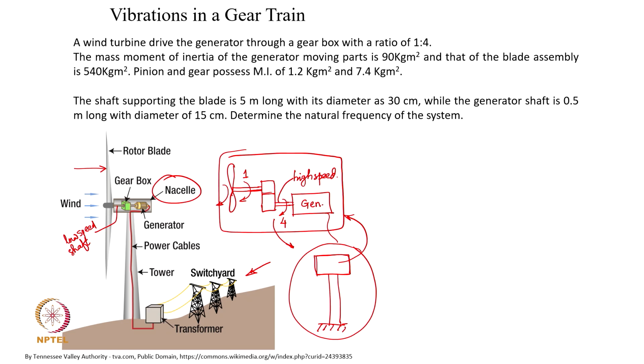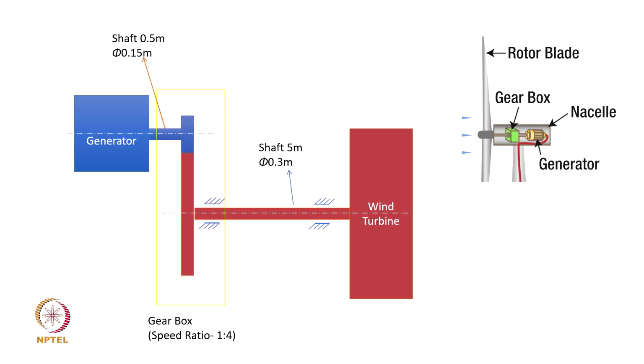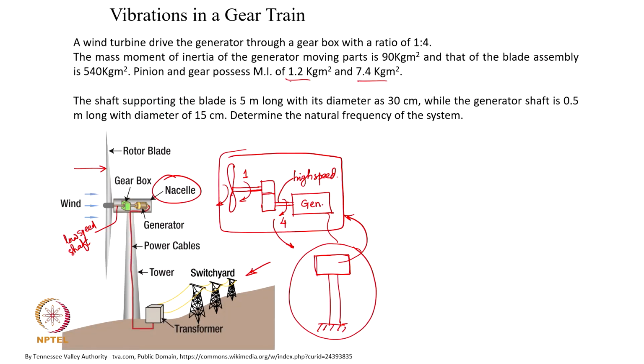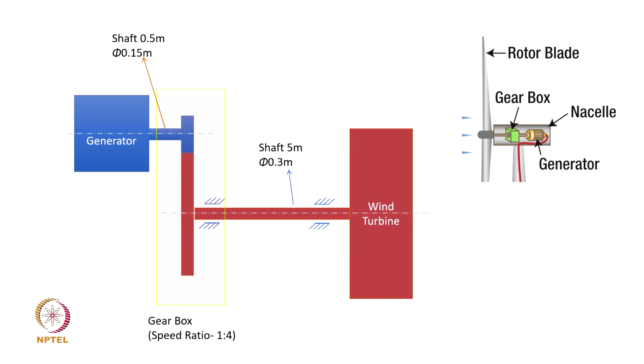Okay. So, 1 RPM stepped up to 4 RPM, that is the gear ratio. The mass moment of inertia of the generator moving parts is 90 kg m², and that of the blade assembly is 540 kg m². The pinion and gear possess mass moments of inertia of comparatively almost negligible values, as you can see. Okay. The shaft supporting the blades is 5 meter long, and its diameter is 30 centimeter. The generator shaft is 50 centimeter long with a diameter of 15 centimeter, and with that you have to make a model and find the natural frequencies of the system. So, with that we focus on this torsional vibratory system, and this is the simplified model that I have of the system in question.